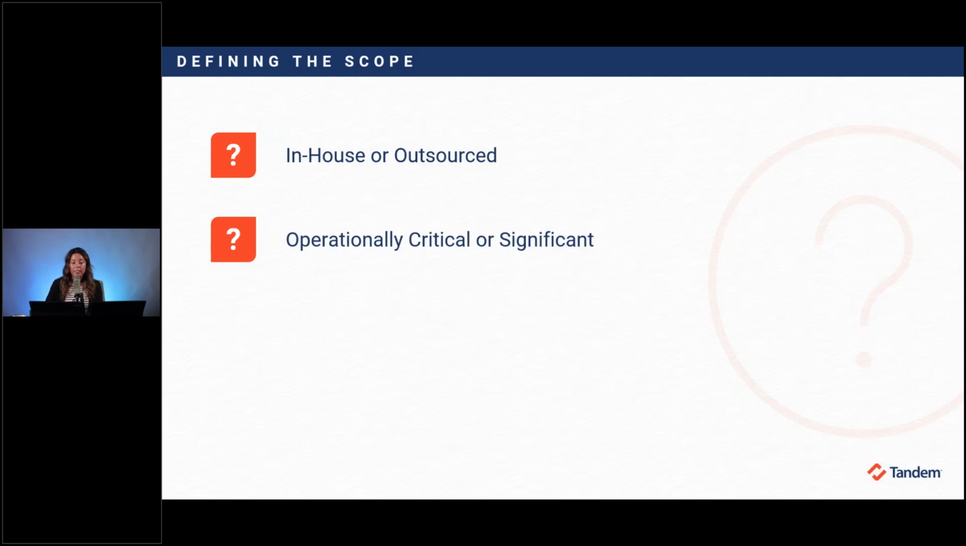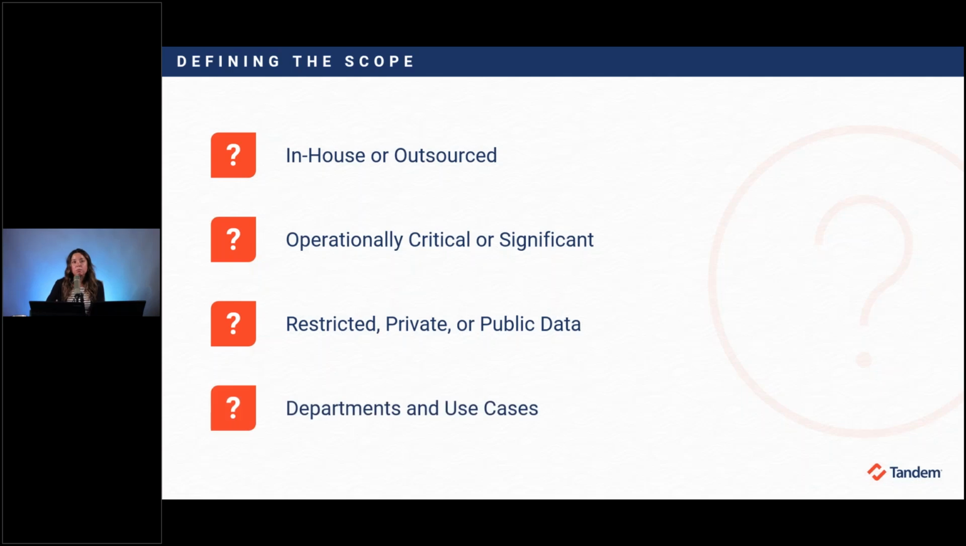Are we sending operationally critical or significant data? Are these tools used casually, like to help write emails, or do they make important business decisions? Do they interact with sensitive customer data or confidential information? So looking at restricted, private, and public data. And what departments are using them? Is it marketing, HR, IT, and how are those uses different?